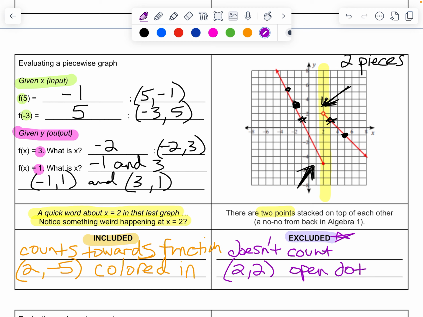So again, included dot counts towards the function, colored in on the graph. Excluded dot, open on the graph, does not count towards the function.